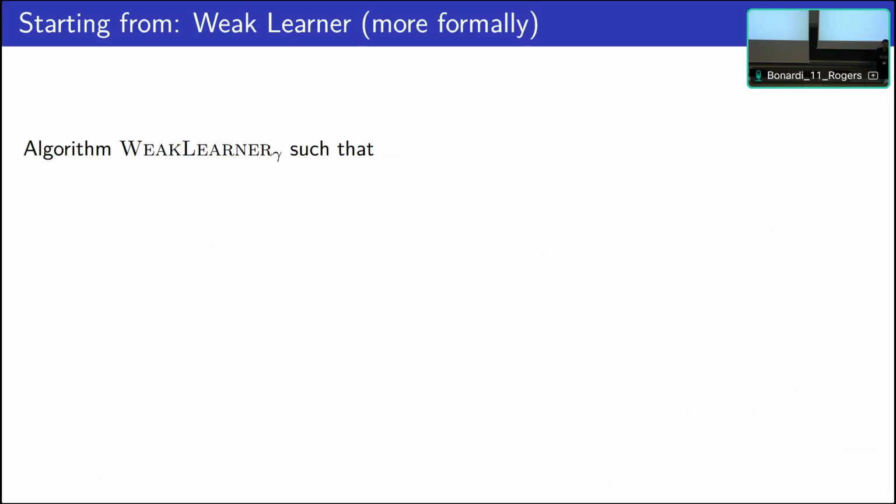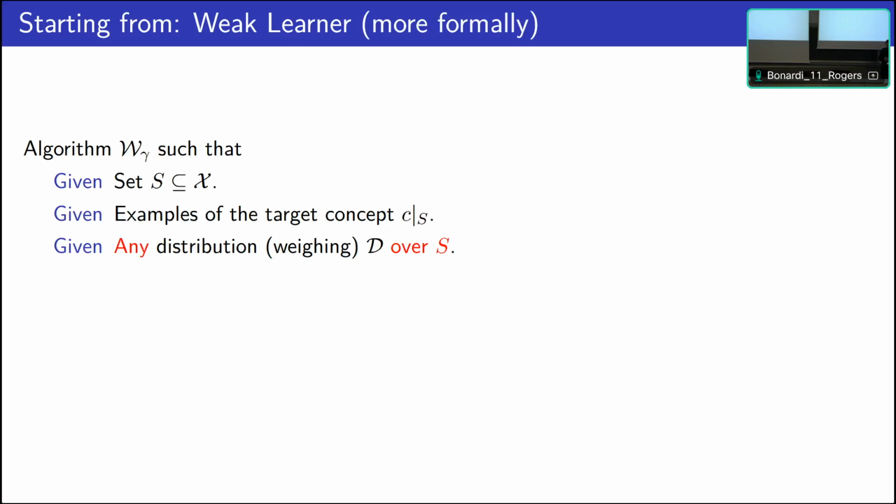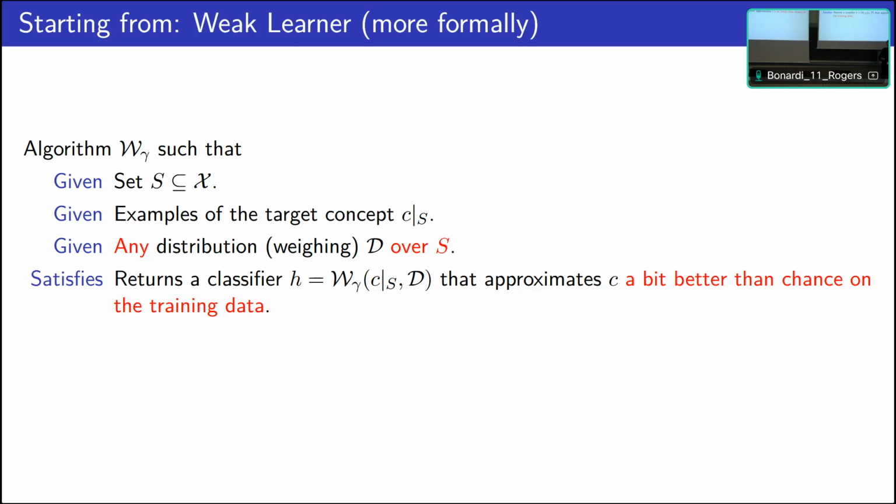I have a more formal definition here, which is an algorithm that we represent just by W that gets a sample labeled according to a target concept. And for any distribution over the sample, it returns a classifier that approximates the target concept a bit better than random chance. And this is the formal definition: the probability of making a mistake given the distribution is at most half minus gamma.